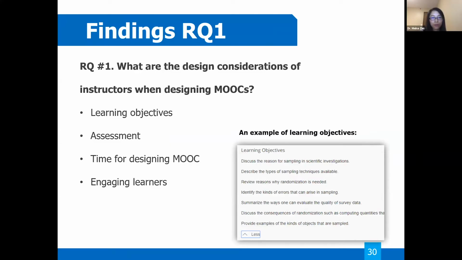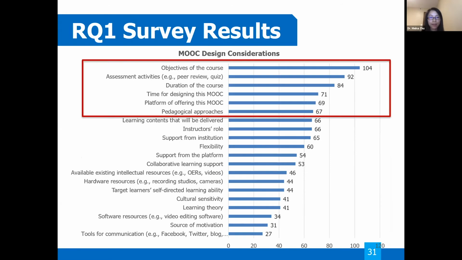So what we found from this study, so what are the primary design considerations? The learning objectives is the first that MOOC instructors consider most, and also how to assess students' learning. Another issue is the logistics, so how much time they have to design the MOOC courses. And the fourth primary consideration is how to engage learners, which is what all the educators are currently interested in. Next, please.